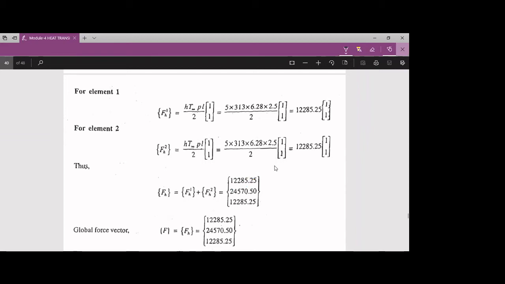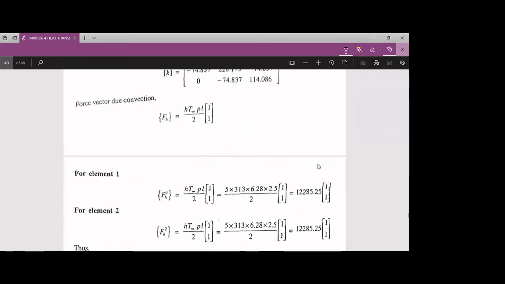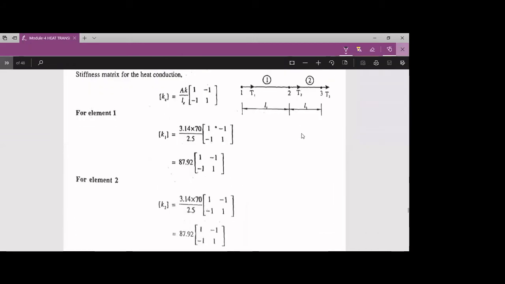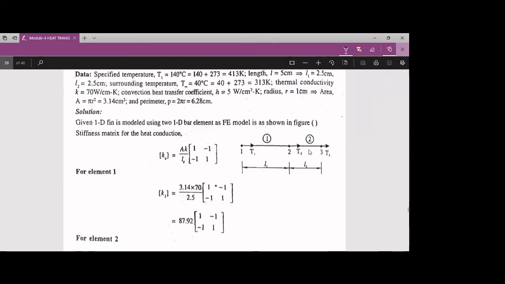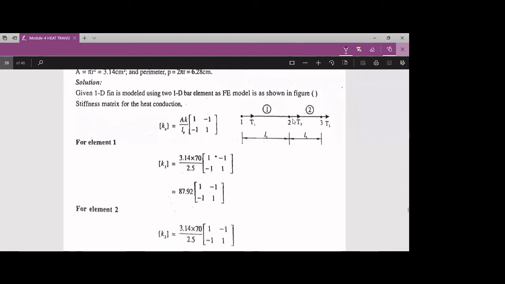Now as it is assembling, the first element has node number 1, node number 2. The second element has node number 2, node number 3, right? You can see here, the first element has node number 1, node number 2. The second element has node number 2, node number 3. So here node number 2 is common.